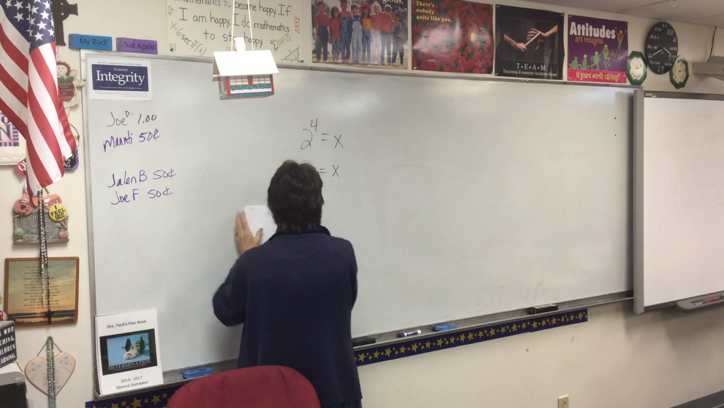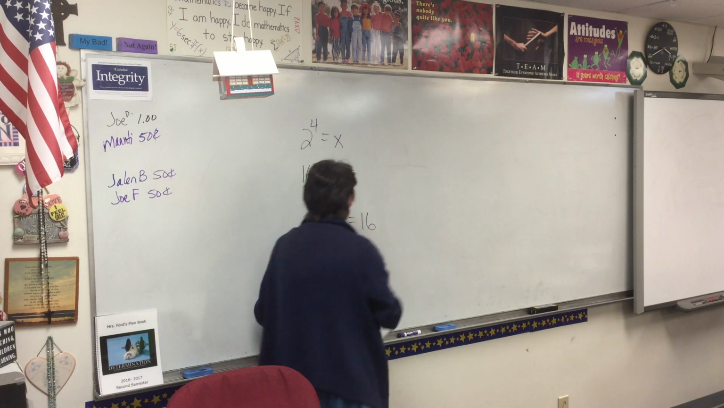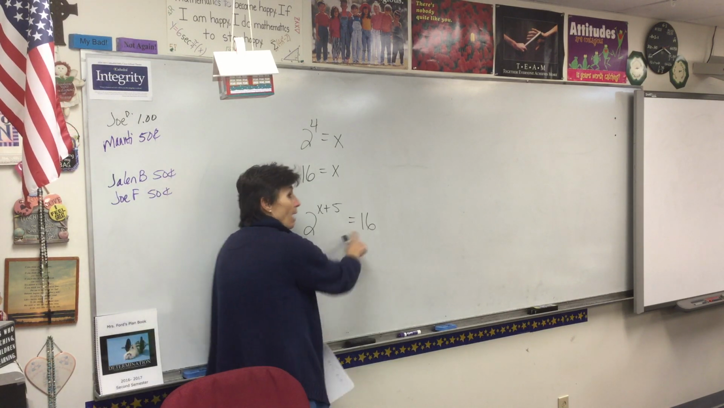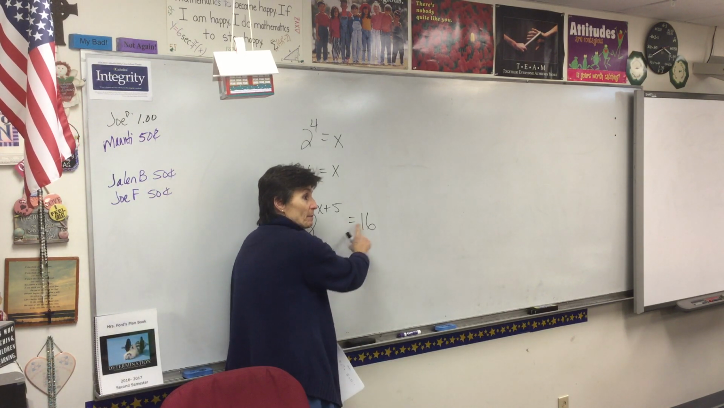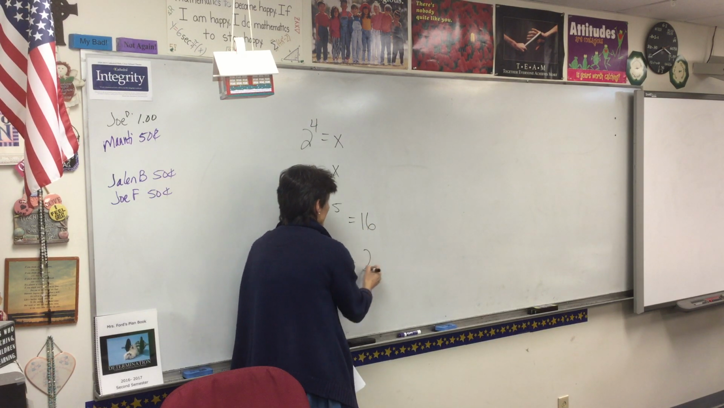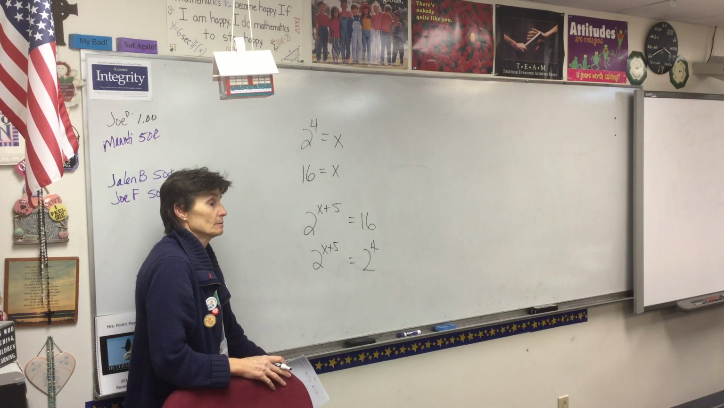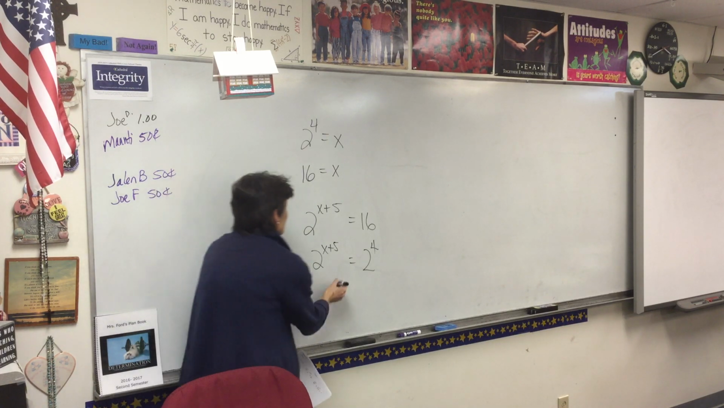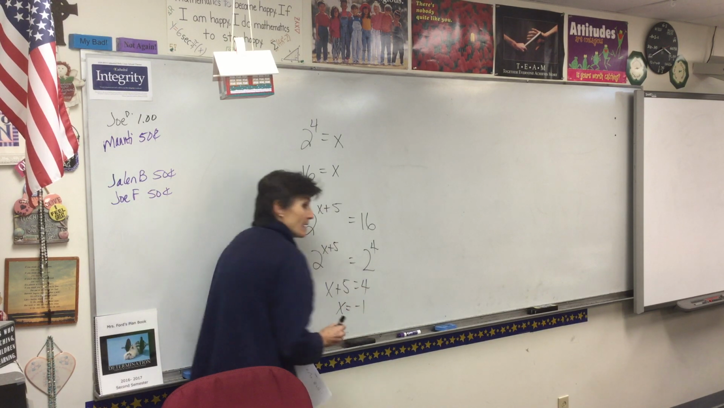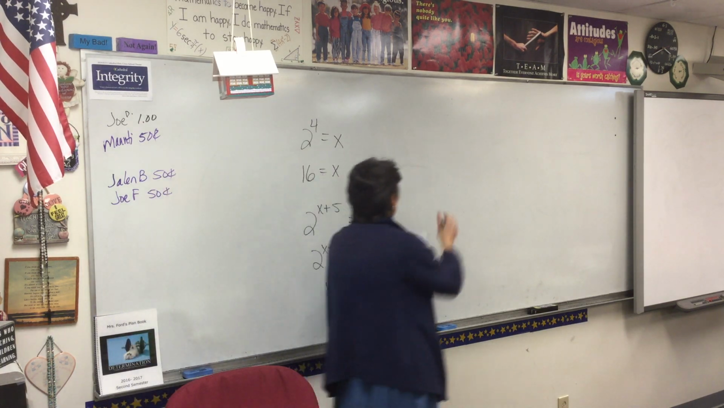How about now, look at number 2 on that though. What do we have to do? Common base? So 2 to the x plus 5 equals 2 to the 4th? So x plus 5 equals 4 and x equals negative 1? Yes. How about this one?